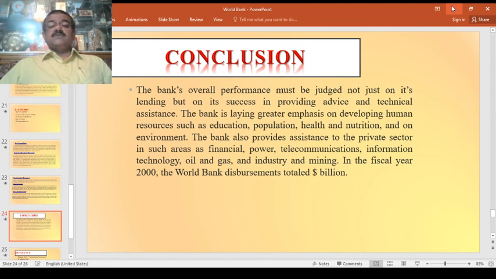The bank's overall performance must be judged not just on its lending, but on its success in providing advice and technical assistance. The bank is laying greater emphasis on developing human resources such as education, population, health and nutrition, and on environment. The bank also provides assistance to the private sector in such areas as financial power, telecommunication, information technology, oil and gas, and industry and mining. In the fiscal year 2000, the World Bank dispensed a total of $1 billion.